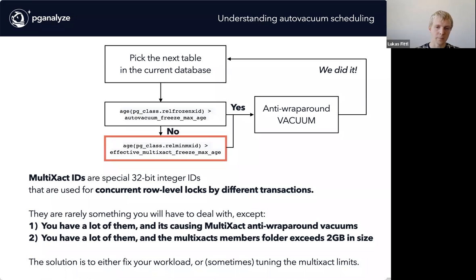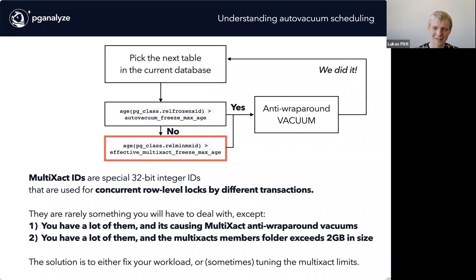If you have this, you will see anti-wraparound vacuums for multi-exact reasons, not just for transaction ID reasons, because again, it's a similarly limited space. Also, if you have a lot of these multi-exact transaction IDs, then you will have a multi-exact anti-wraparound vacuum when your multi-exact members folder exceeds 2 GB in size.